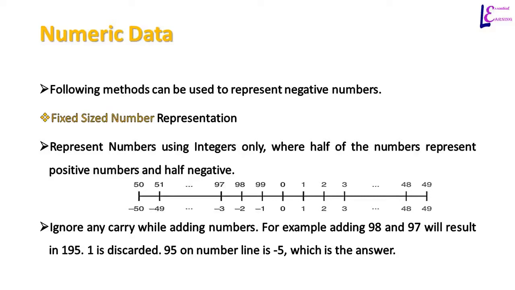Take a fixed size of 100 numbers where 0 to 49 can represent positive and 50 to 99 can represent negative. Ignore any carry at the third position while adding two numbers. For example, adding 98 and 97, which are two negative representations, will result in 195. So 1 is discarded. So 95 on the number line is minus 5, since 98 and 97 are equal to minus 2 and minus 3 respectively on the number line.